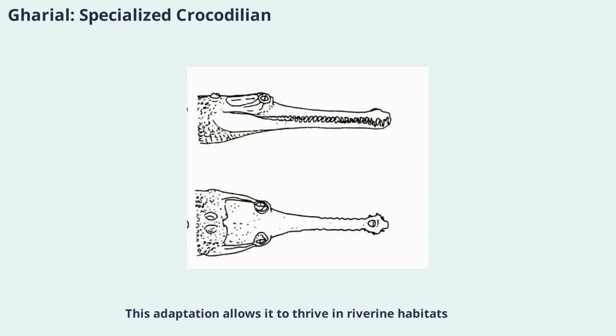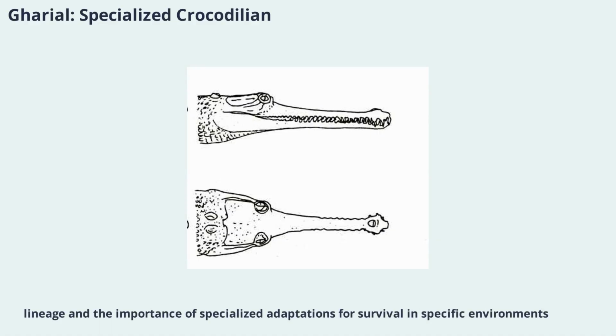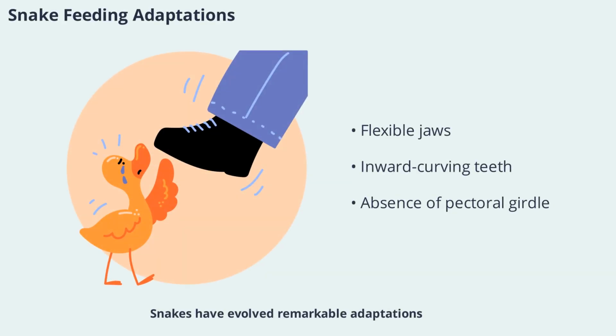This adaptation allows it to thrive in riverine habitats, where it feeds almost exclusively on fish. Gharials are a reminder of the incredible diversity within the crocodilian lineage and the importance of specialized adaptations for survival in specific environments. Snakes have evolved remarkable adaptations for capturing and swallowing large prey. Their jaws are highly flexible, with bones connected by muscles and ligaments, allowing each part to move independently. This enables snakes to swallow prey much larger than their heads, often alive.